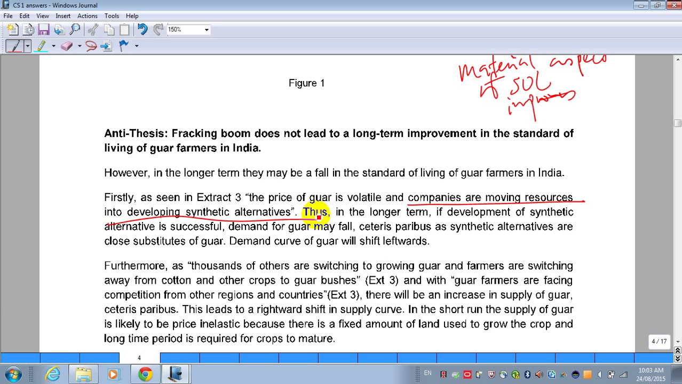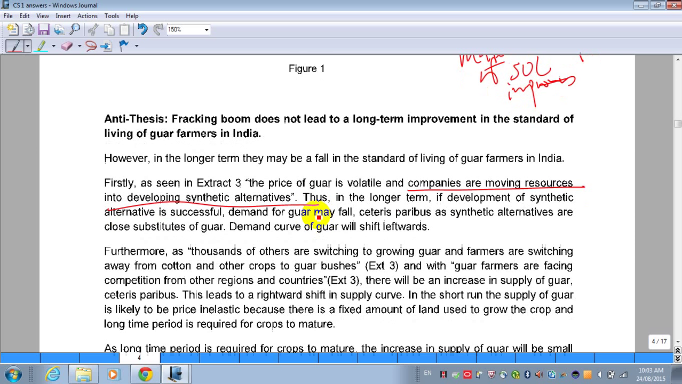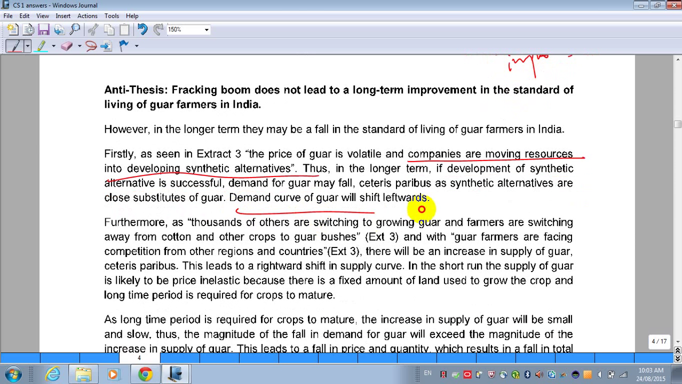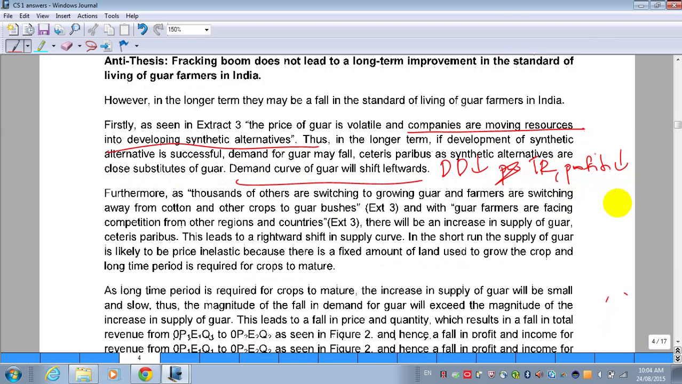You talk about AR shifting left, okay? Just that this one is a bit faster. So demand of guar will shift leftwards. Demand for guar will fall. And therefore the TR and profits would all fall. And therefore the material aspect of standard of living may not increase for the farmers in the long run.